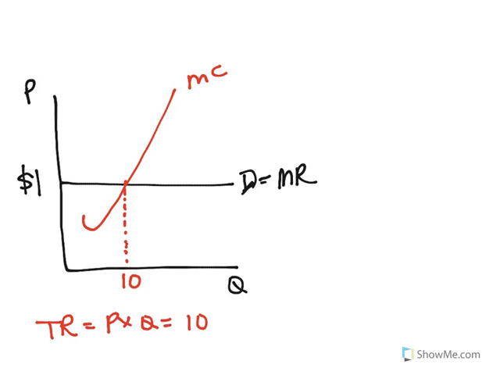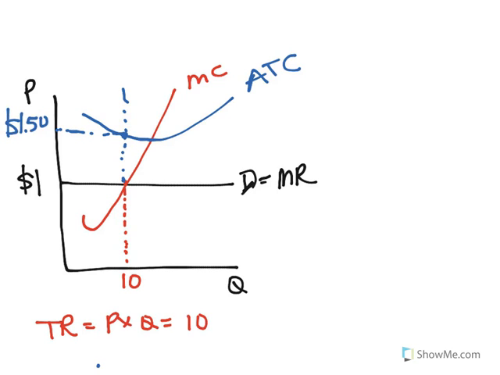Now we need our average total cost function, so we again can see what the firm's profit or loss is. So let's say, for example, it looks something like that. So now we can see where we intersect our average total cost curve at 10 units of output. That's way up here. So let's say that each unit of output again is costing us $1.50. So to figure out total costs, we would simply do the average total cost times quantity of output. And so average total cost, $1.50 times 10, $15.